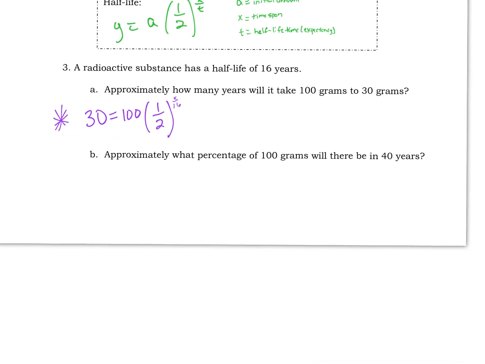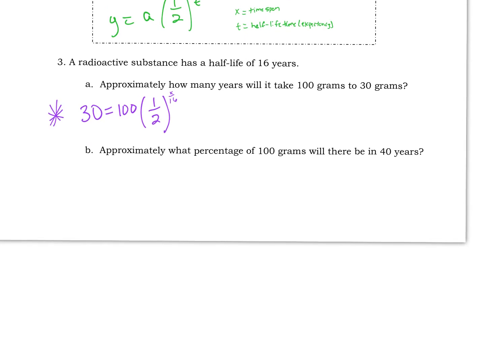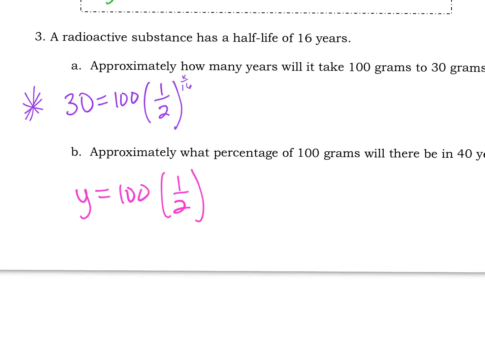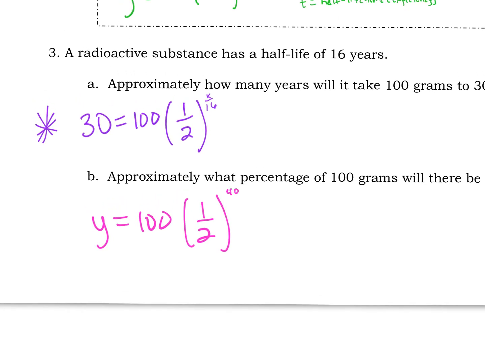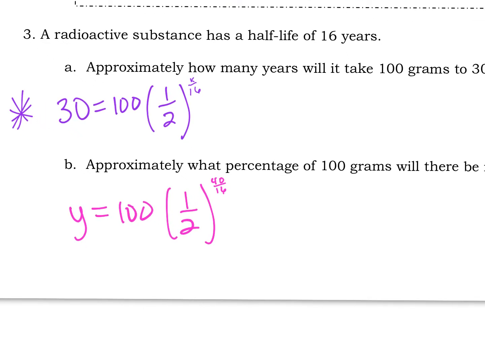But let's take a look, and we can actually do the work for this next one. So let's do that one. It says approximately what percentage of 100 grams will there be in 40 years? So how are we going to set that up? We're still starting with this 100 grams, and we're going by half-life. So where does the 40 go? Where does the 16 go in our exponent? 40 on top, 16 on the bottom. There we go, 40 over 16. That 16 is going to stay where it is. Okay. All right, and we need to just plug into our calculator and see what that's equal to.